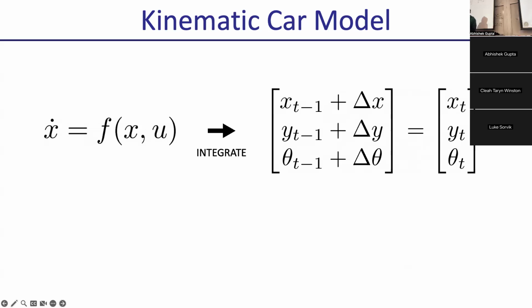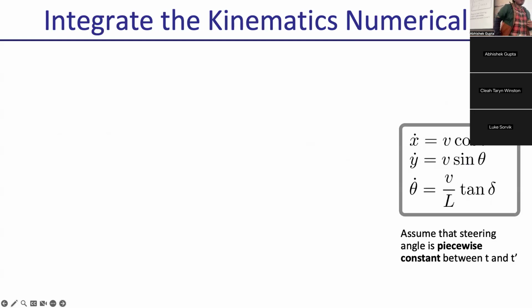Okay, everyone with me on how we get dx/dt? This is how you specify your model. Now we just need to integrate it. We're going to try and integrate it numerically. We're going to take x dot, y dot, and theta dot, and integrate them over some t to t plus delta t.